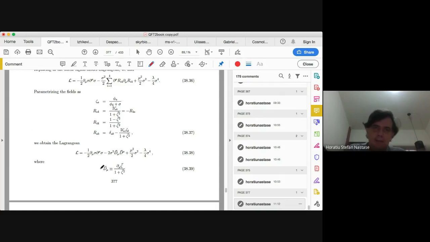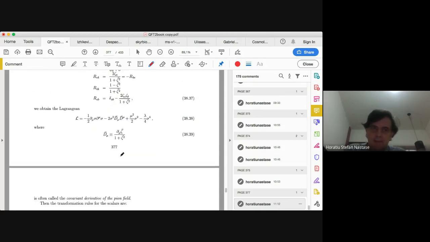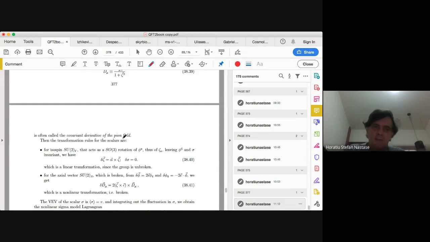But then the Lagrangian now, I still keep the sigma, but I replace the R's by these zeta_A's. It is written, so here the interaction in terms of sigma is 2 sigma squared times this so-called covariant derivative of the pi field, so (D_μ vector)^2, where D_μ vector is by definition ∂_μ zeta vector divided by 1 plus zeta vector squared.